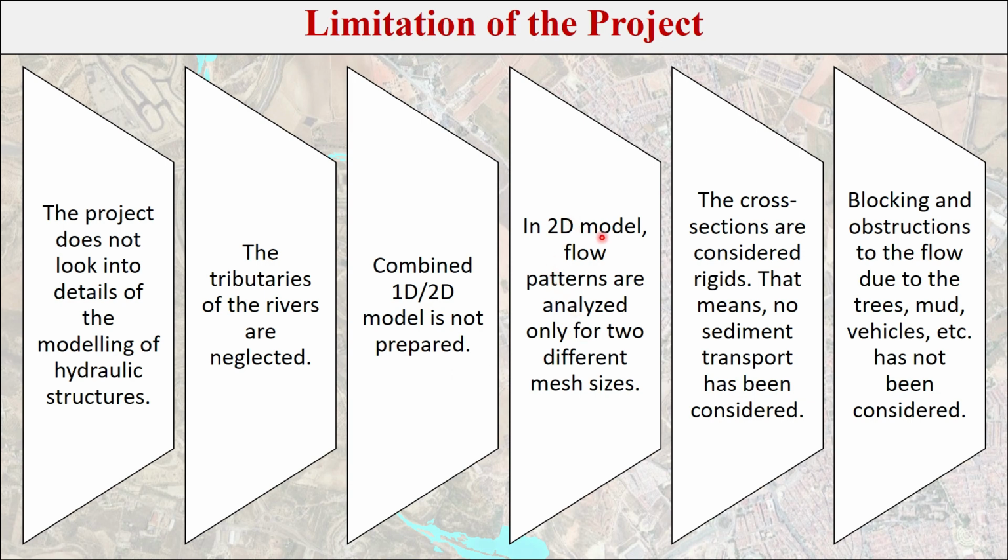And in the 2D model, flow patterns are analyzed only for two different mesh sizes, 20 meter and 50 meter. Other smaller mesh sizes are not analyzed due to different problems in processing, and the cross sections are considered rigid. That means no sediment transport has been considered. The effect of sediment was not considered in the hydraulic modeling. And the blocking and obstruction to the flow due to trees, mud, vehicles, etc. has not been considered in the modeling.